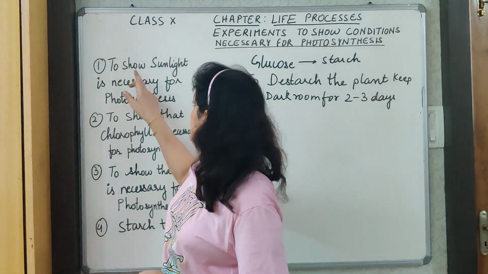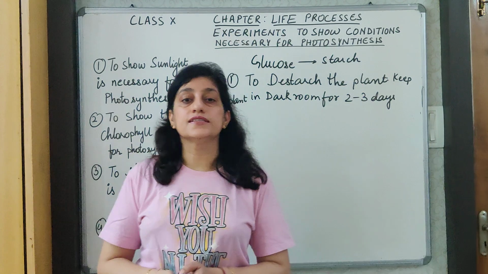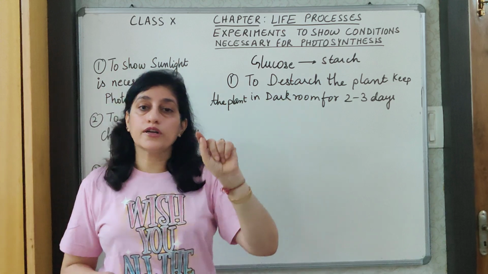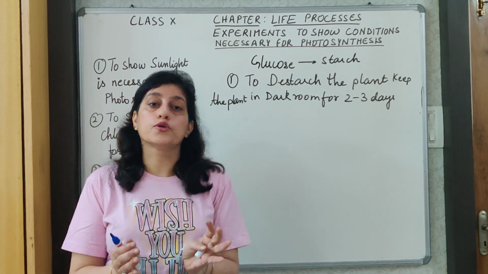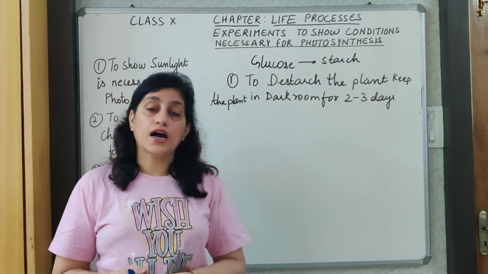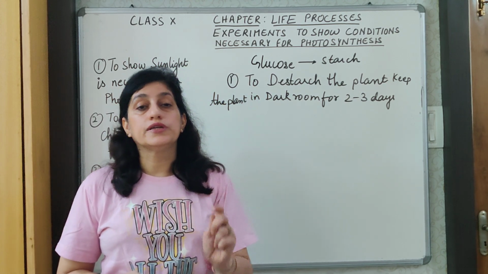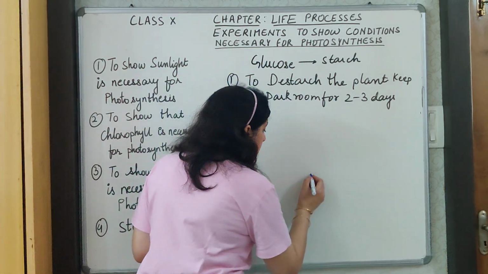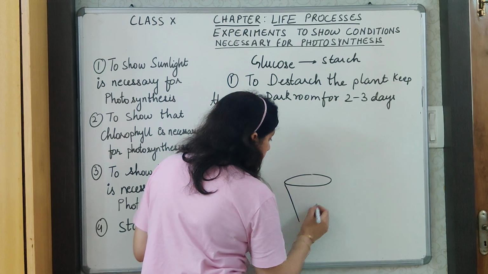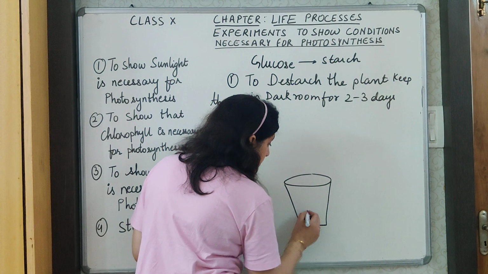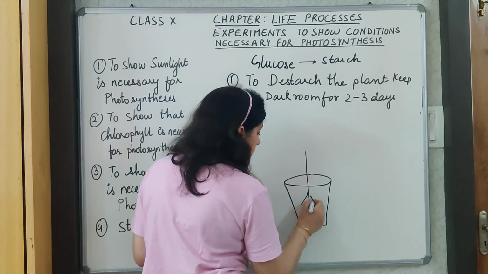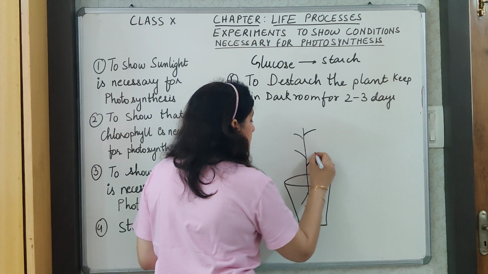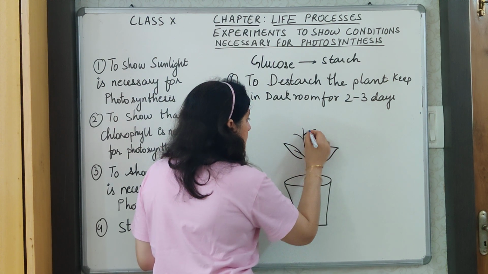So we begin with the first experiment to show that sunlight is necessary for photosynthesis. First step, we take a potted plant, a plant growing in a pot, and keep it in the dark room for 2 to 3 days to de-starch the plant. After de-starching the plant, we take the potted plant and we select any one leaf which is nicely exposed to sunlight. Alright. So let me draw a plant with a limited number of leaves for ease. Say this is my plant.